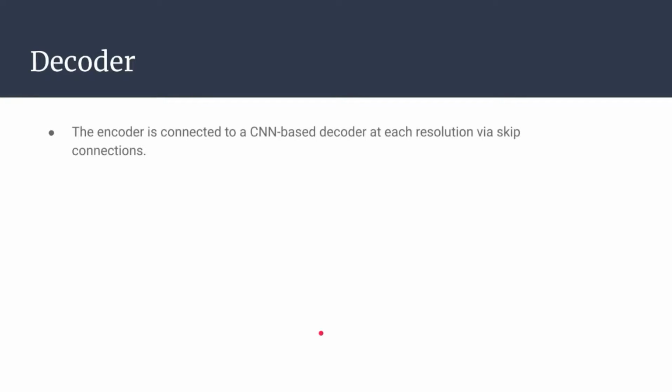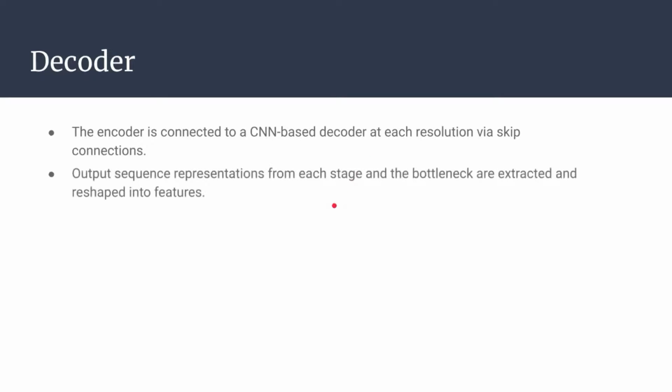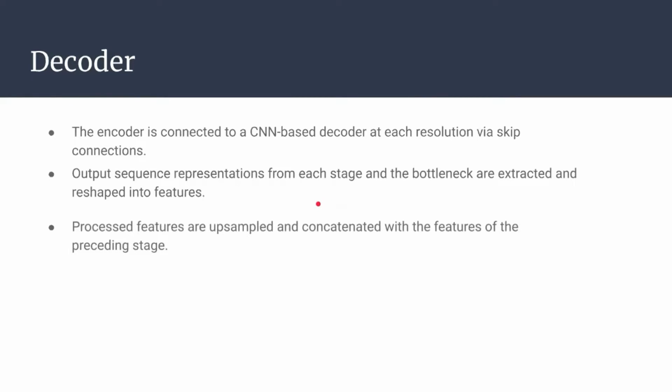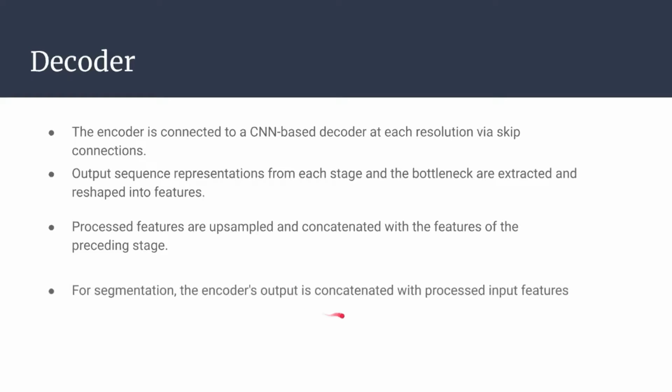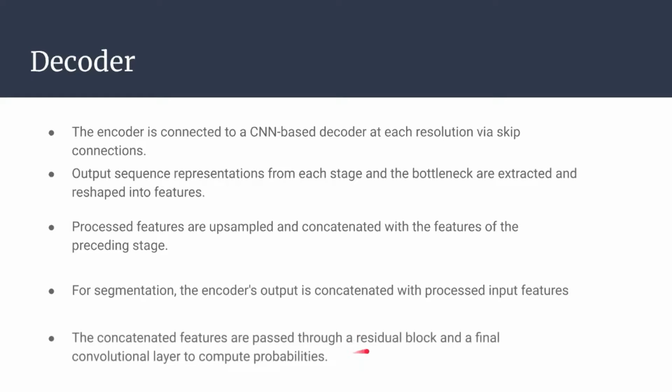So the encoder is connected to a CNN-based decoder at each resolution via skip connections. Output sequence representations from each stage and the bottleneck are extracted and reshaped into features. Processed features are upsampled and concatenated with the features of the preceding stage. For segmentation, the encoder's output is concatenated with processed input features. The concatenated features are passed through a residual block, and a final convolution layer is used to compute probabilities.